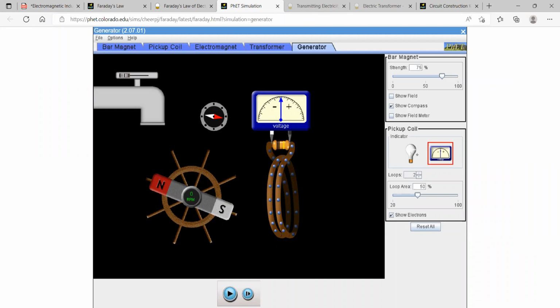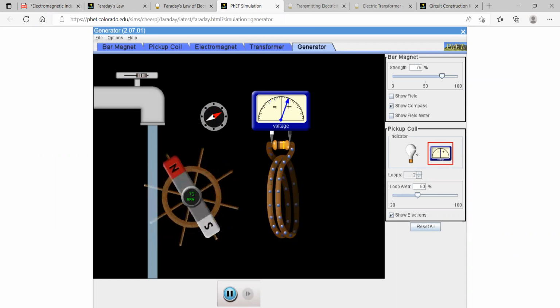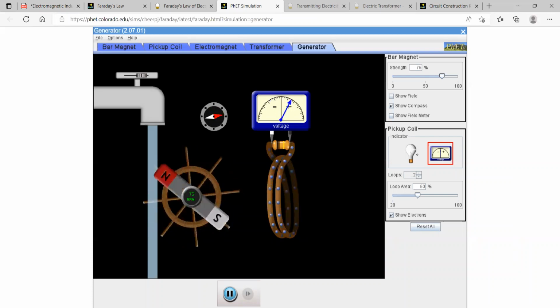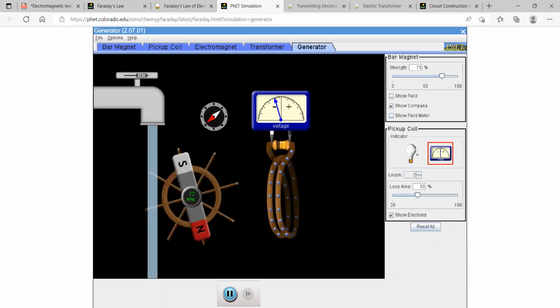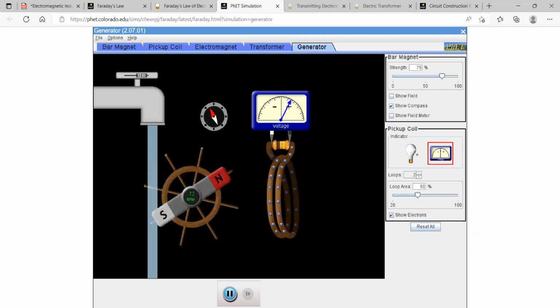So if I turn on the water, that means we have some mechanical energy. You see that by using the water, we are mechanically changing the magnetic flux or magnetic field. And this change in magnetic field basically induces the current, induces some EMF in the coil.